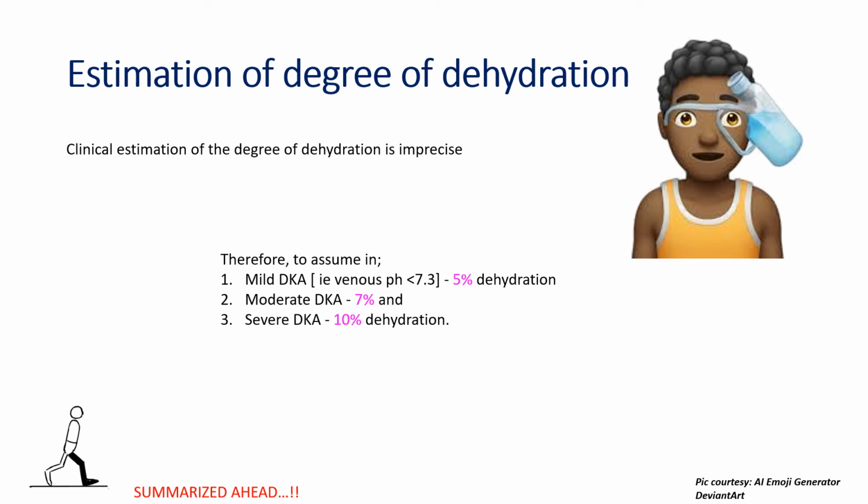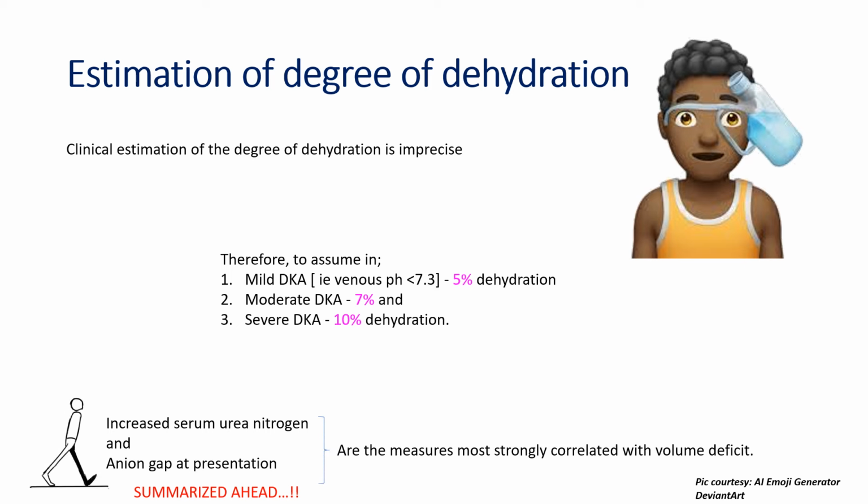But as per me, the severity of DKA would suggest the fulminancy of the process and severity of the pancreatic insufficiency instead of the severity of dehydration. So personally, I think that we must calculate the fluids with somewhere between 7 to 10%, that is between 8 to 8.5%, as given in the Milwaukee protocol of Nielsen. Laboratory markers like increased serum urea nitrogen and anion gap at presentation rather more strongly correlate with volume deficit and the degree of dehydration.